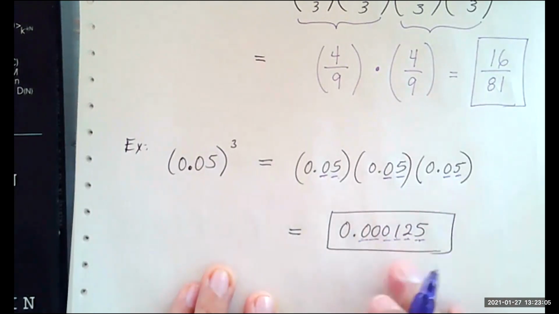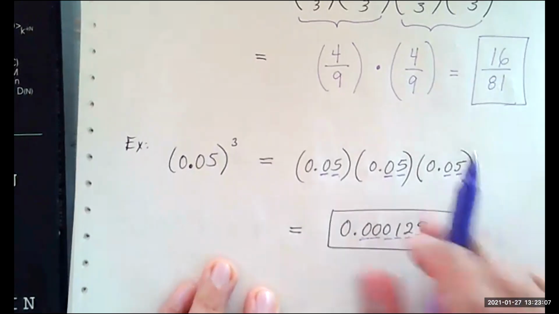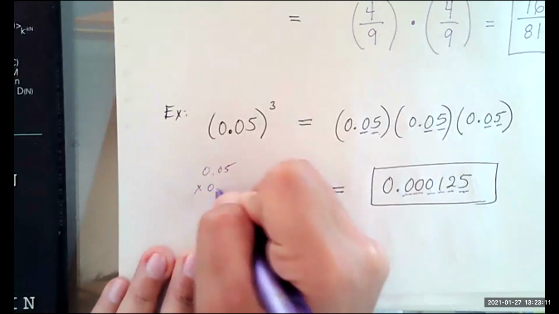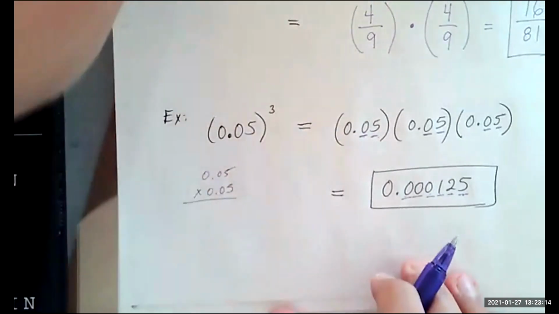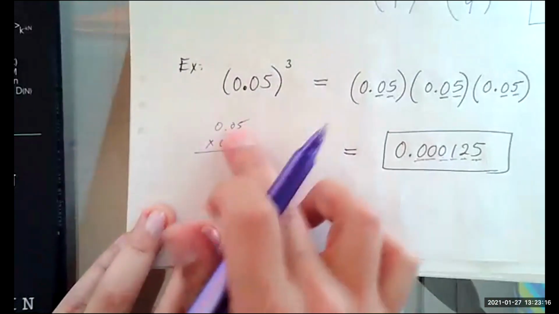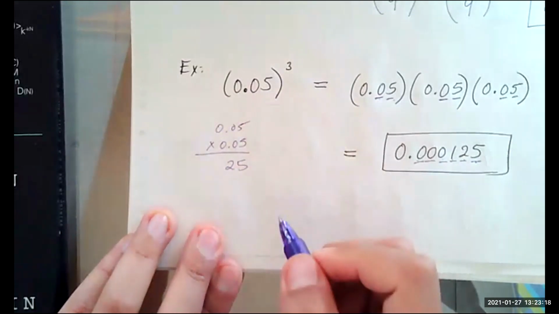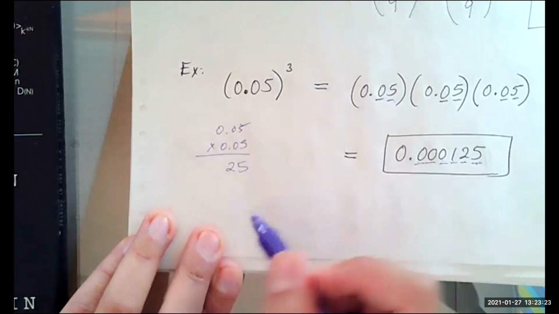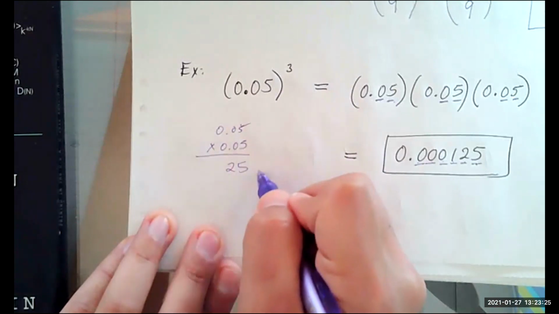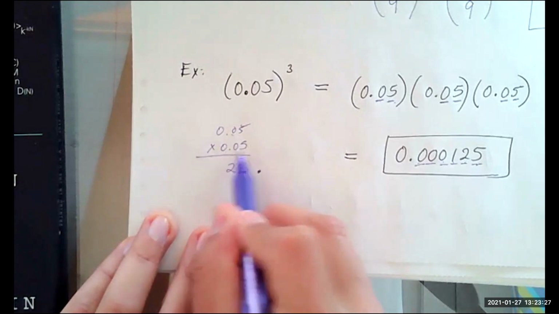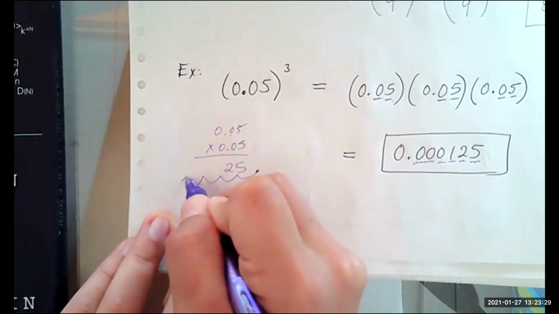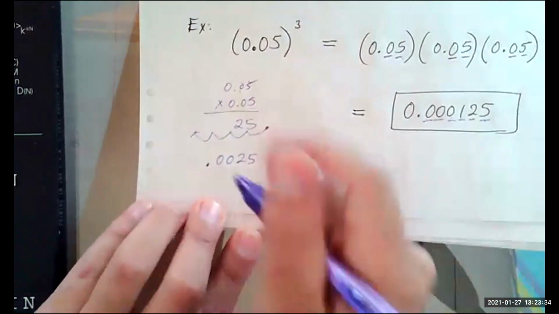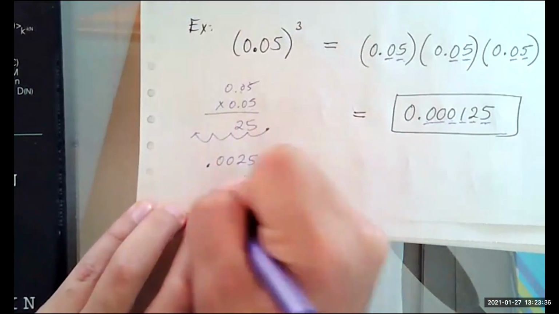If you were to do this by hand, you'd have to do 0.05 times itself. You'll get 25 when you multiply that out, and the zeros won't multiply to anything else, but you'll have to move the decimal place. There are 4 decimal places here, so you'll move 1, 2, 3, 4 and get 0.0025. And then you'll have to multiply that out again here.